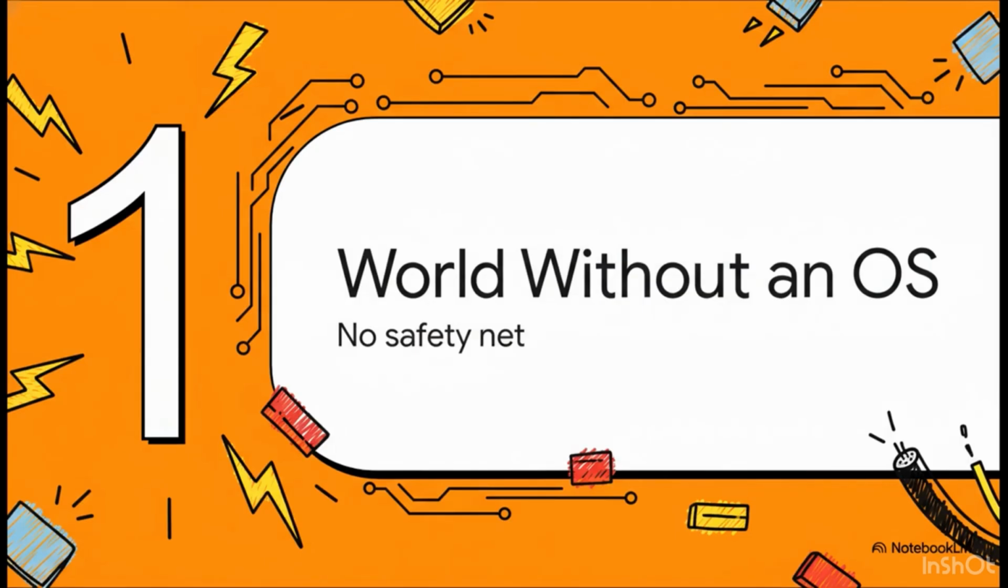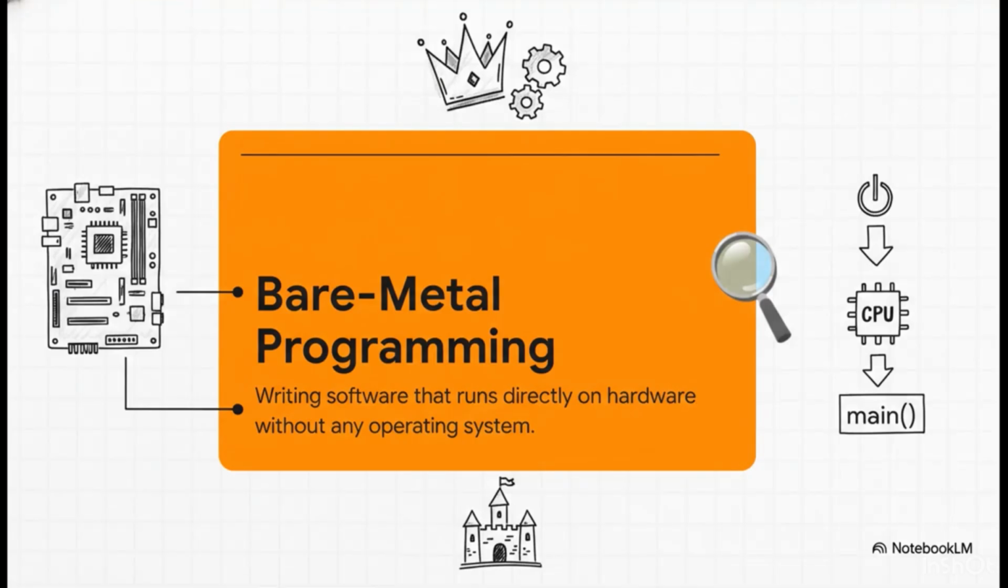First things first, we need to set the scene. I want you to imagine a world with no Windows, no Linux, no Mac OS. There's nothing. There is no safety net. And that world has a name. Bare metal programming. It means your software, your firmware, is running directly on the hardware itself. It's the very first code to run when the chip wakes up, and it stays in complete control until you pull the plug. You are, quite literally, the king of the castle.